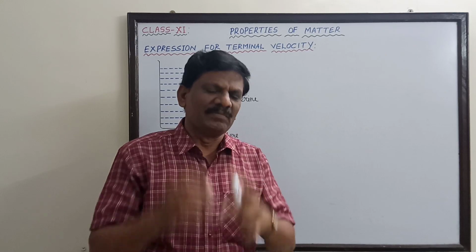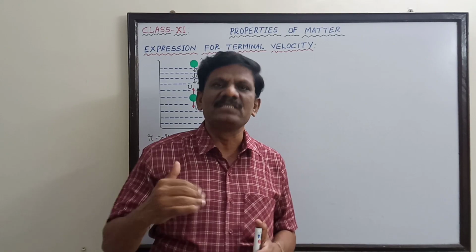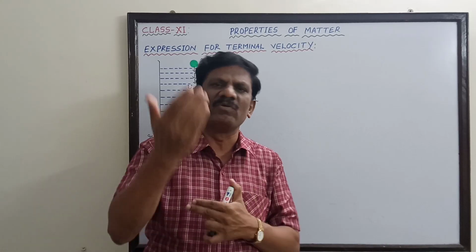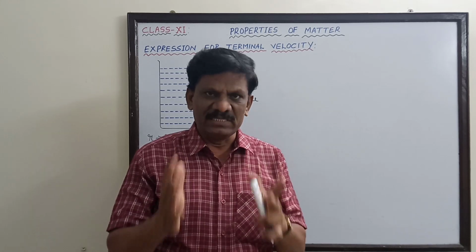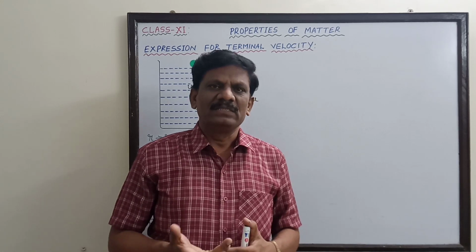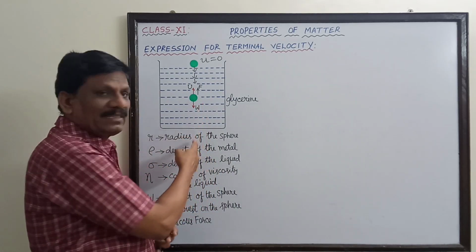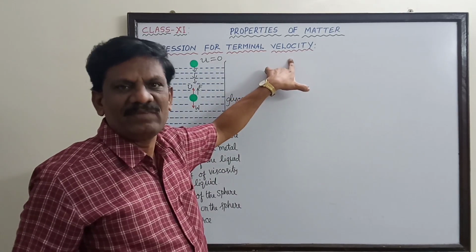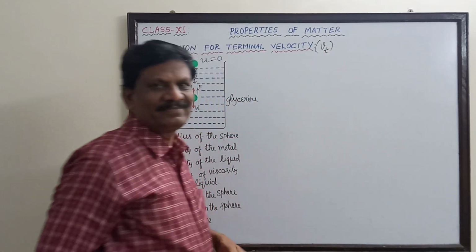Understand? So at the terminal velocity, the net downward force acting on the sphere is equal to the net upward force, that is the viscous force. So when the upward force is equal to the downward force, the net force acting on the sphere will be equal to 0. Since the resultant force acting on the metallic sphere is equal to 0, there is no acceleration. Is it not? Therefore, it will fall further with a constant velocity. That constant velocity only is called the terminal velocity, and this is denoted by the symbol V suffix T.